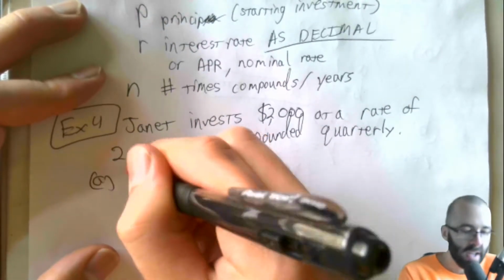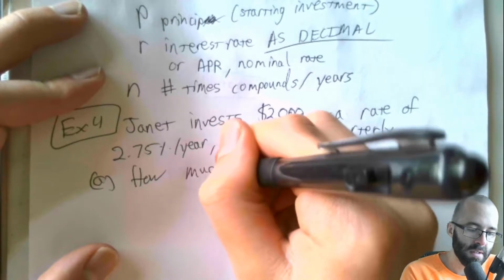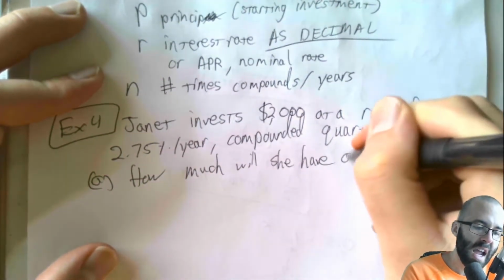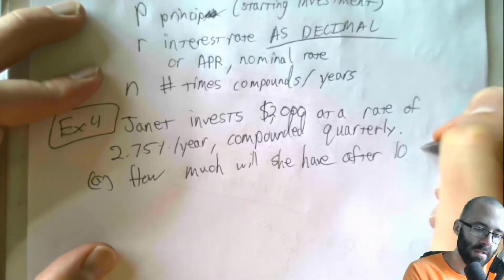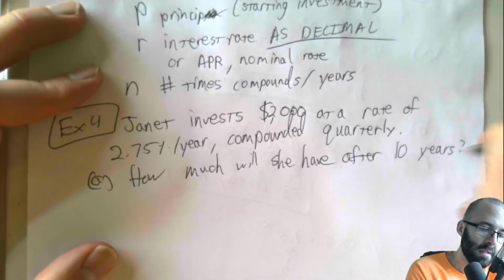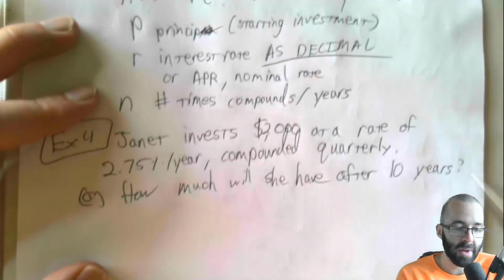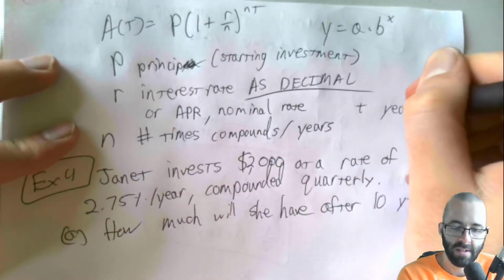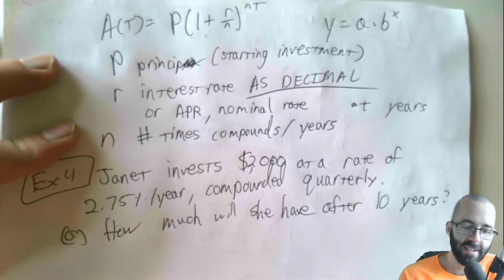Part A is going to be, how much will she have after 10 years? Oh, and I didn't specify, but up here, t, that's the number of years. If you want to include that, another bullet point.